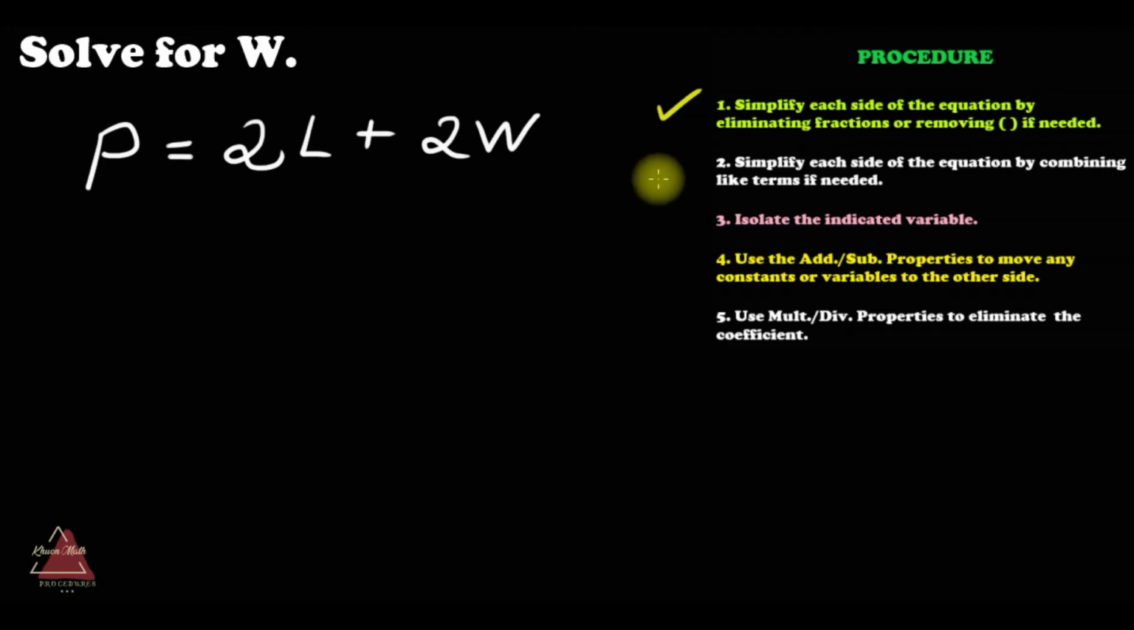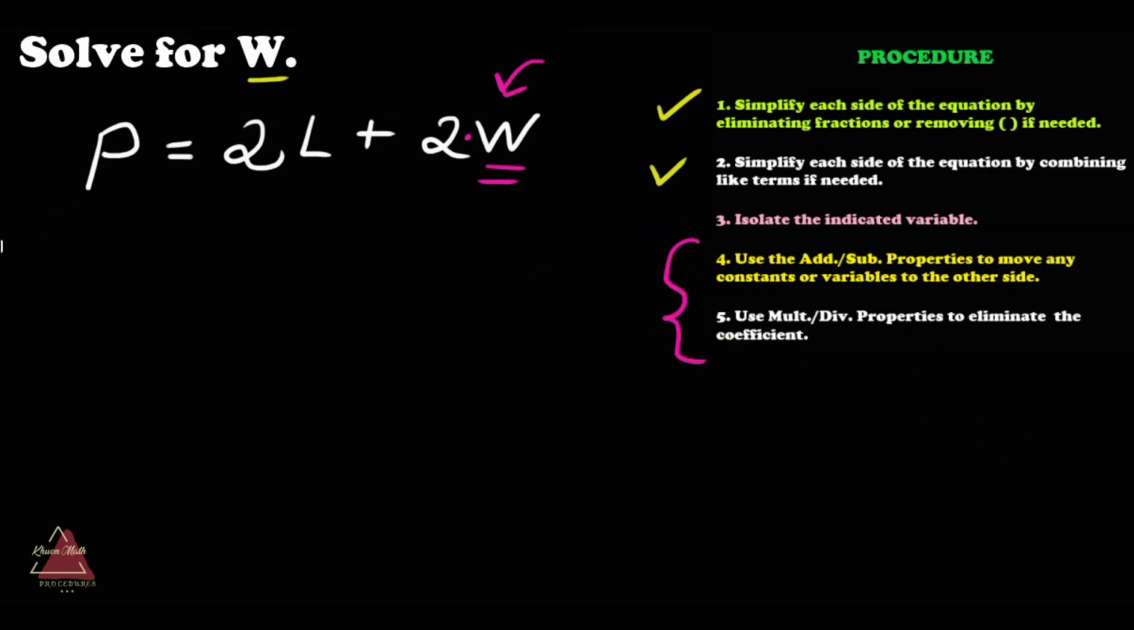Step 2 is to combine like terms. If you look, we have no like terms. They're all different terms. So step 2 is not needed. Now step 3 is to isolate the indicated variable. So we're solving for w. So that means we have to get the w all by itself. So we have to isolate this variable right here, w. Okay, so what that means is we have to get rid of the 2l, and we also have to get rid of the times 2. Okay, and then we're going to use step 4 and then step 5 to do that.